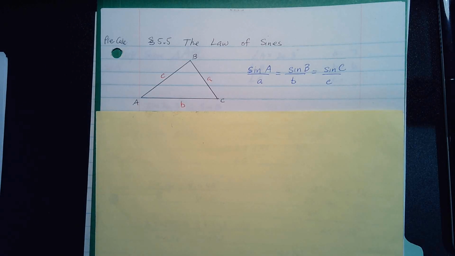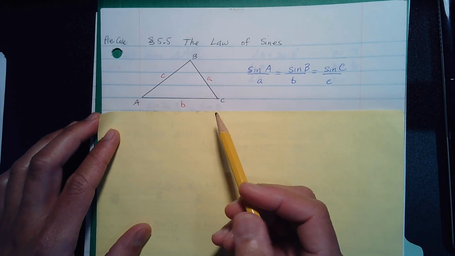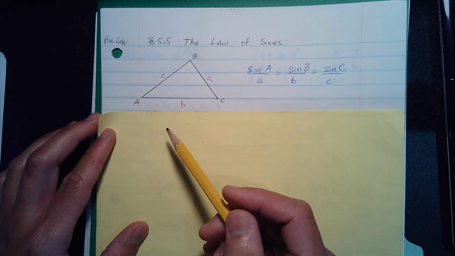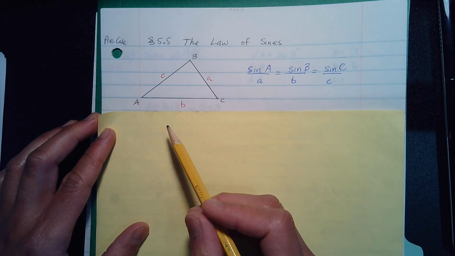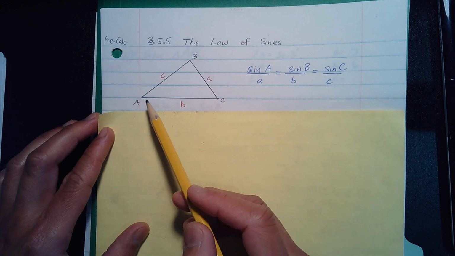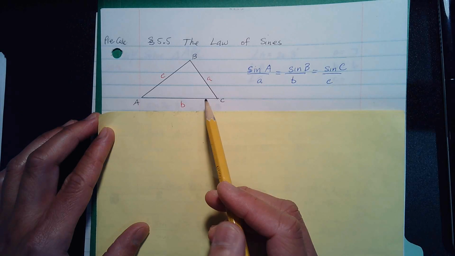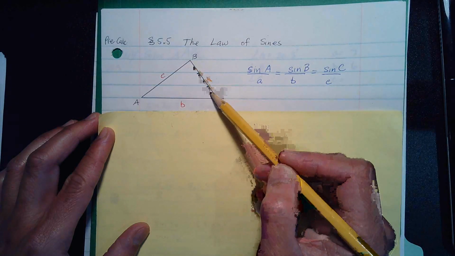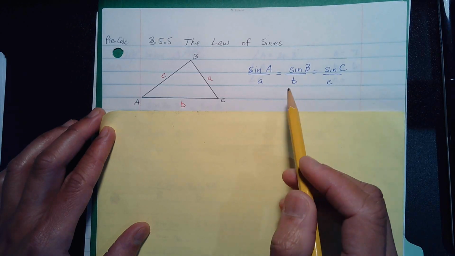Hello students, today we're going to learn section 5.5, the law of sines. The law of sines will allow us to solve a triangle. Remember, solving a triangle means finding the angle measures of A, B, and C, and finding the lengths of side A, side B, and side C.